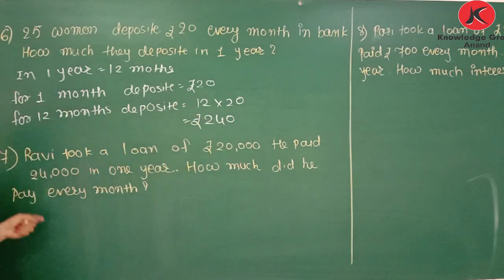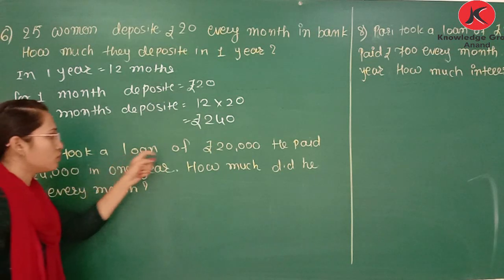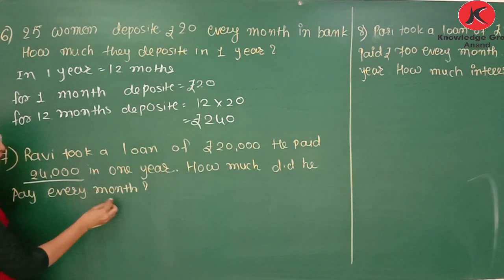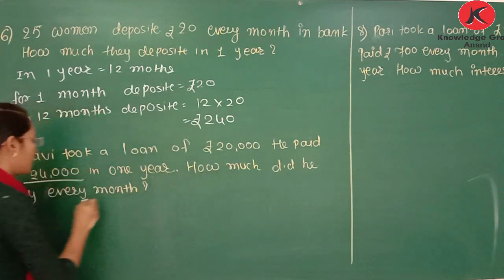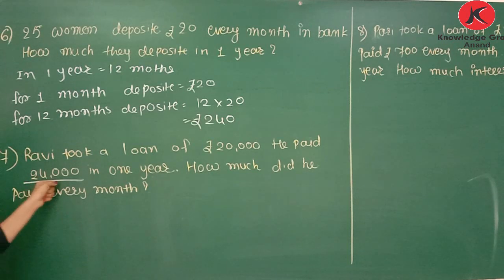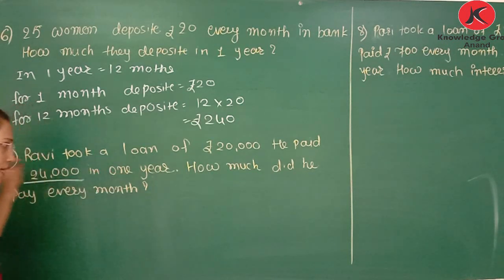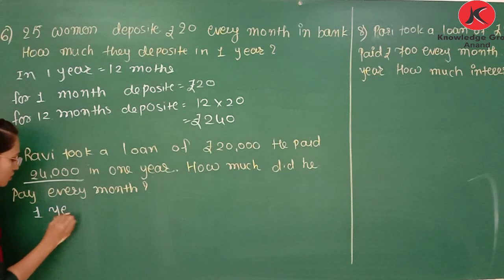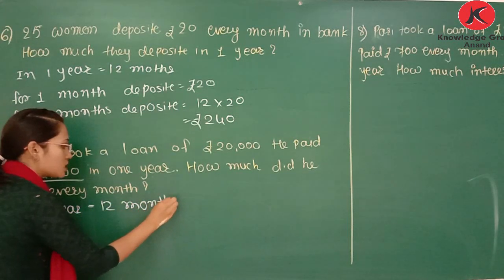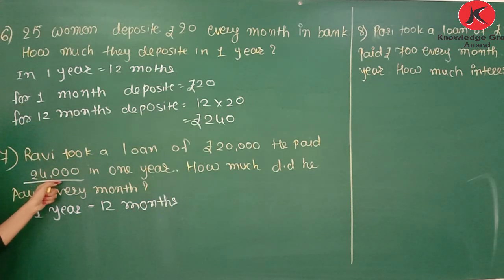Clear? Now next one: Ravi took a loan for rupees 20,000. He paid 24,000 in 1 year. How much did he pay in 1 month? Now what is this? 24,000 in 1 year. We know that 1 year is equal to 12 months. It means in 12 months he paid 24,000. You need to find for 1 month.